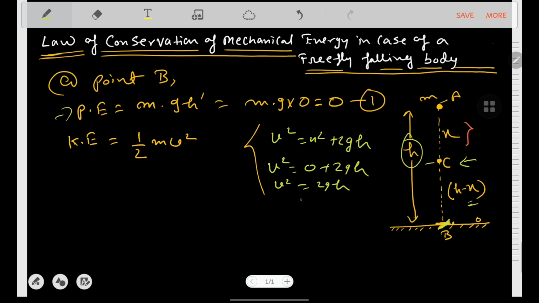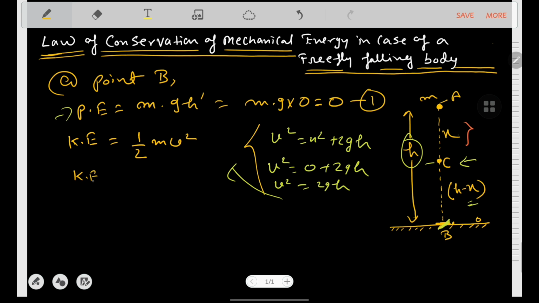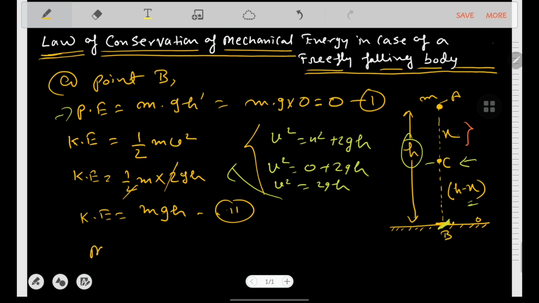So we will replace this value with the help of this equation, and we can write that KE is equal to half m into, instead of v square, we replace the value by 2gh. Again we can cancel out the 2 and we can write KE is equal to mgh. But this is the second equation only, it is not the end. So what we have to find out is the total mechanical energy at this point B, because at the ground it is point B.